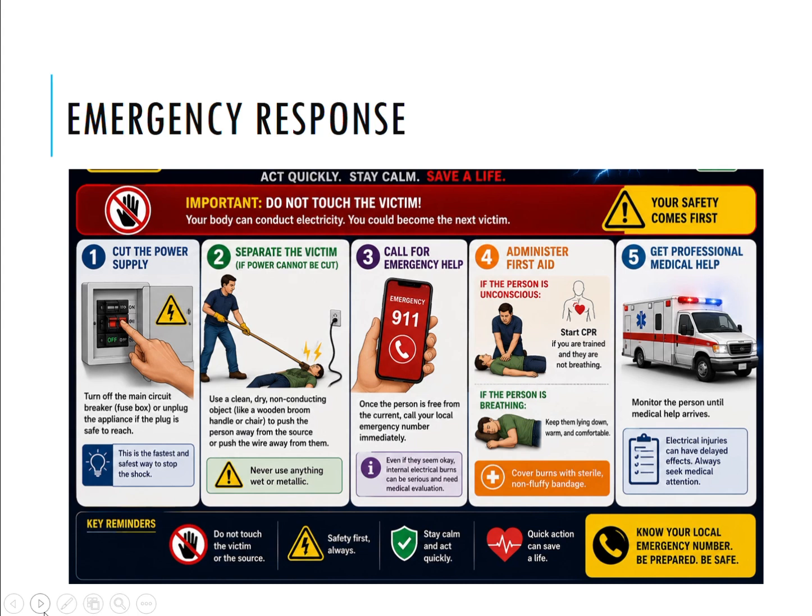The next is to call emergency help. Call your local emergency services immediately and tell them the situation. Then the fourth, while waiting for emergency help to come, if the person is unconscious, you can start doing CPR if you are trained. But if you are not trained, just try to put the person in a position where they can breathe properly. And the next, you get professional help, and that is it.